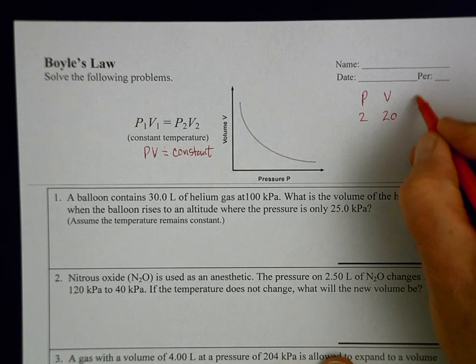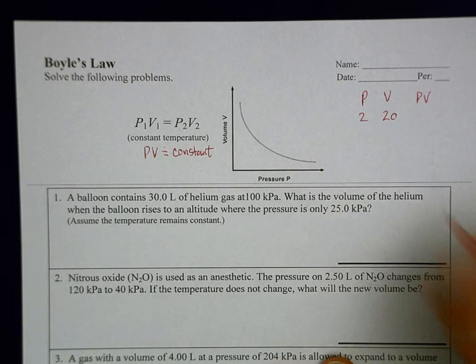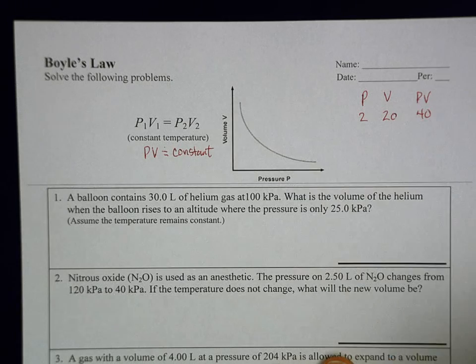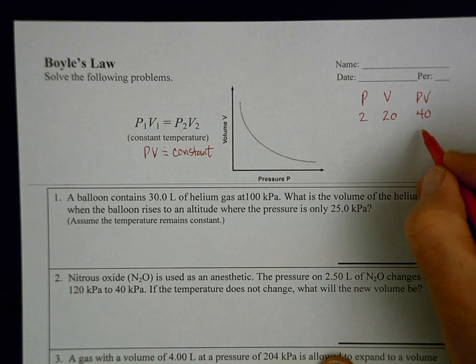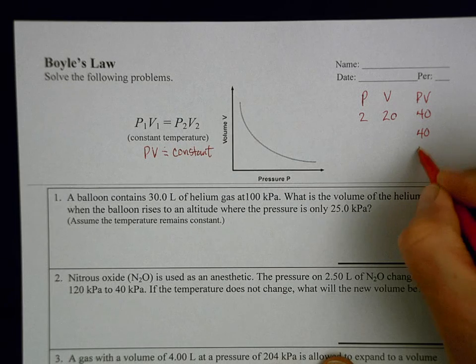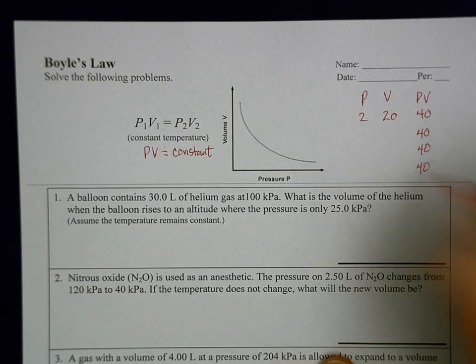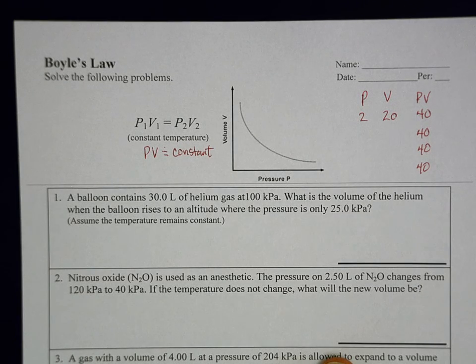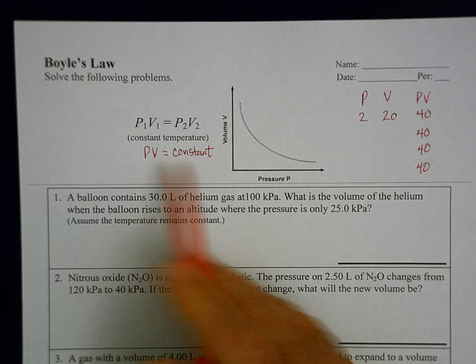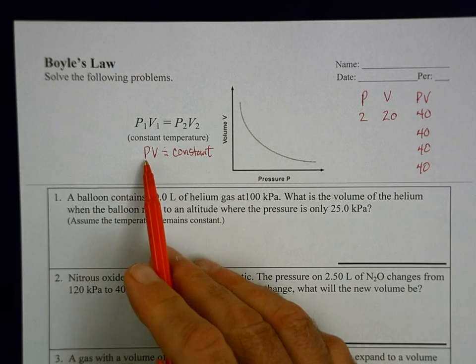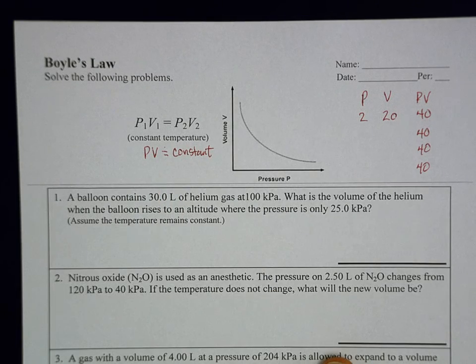So then pressure times volume would be 40. Now, every time we do this, the pressure times the volume has to be 40, because that's really what the rule's all about. Pressure times volume equals a constant.